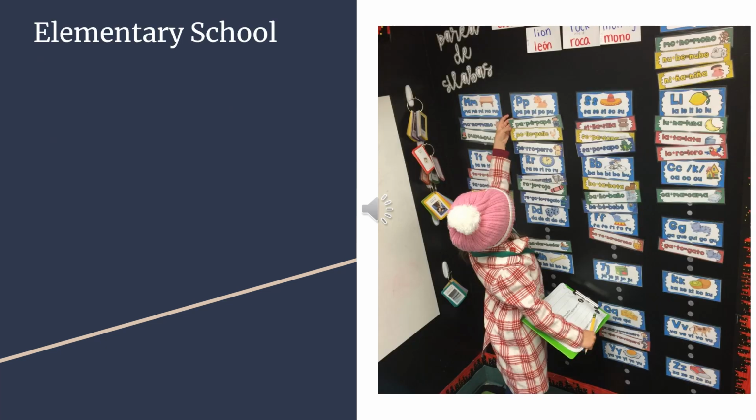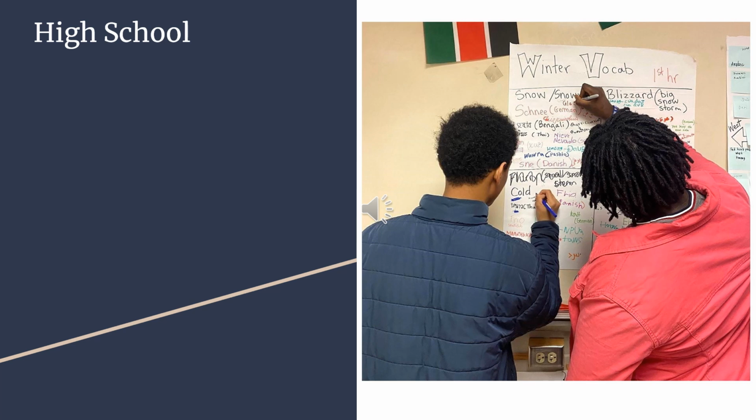This picture is of my elementary school example. This word wall is split into categories based on the first letter of the word, which I think is also a great visual way to organize a word wall. But I love how the student is adding to it and interacting with the word wall. And for my high school example, these students are adding words to their winter vocabulary list. I think this is great because if the students ever want to use the vocabulary, they can just look back and see what they've written here to talk about anything to do with winter.